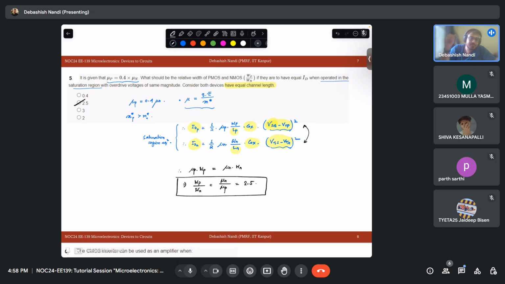So why is this problem important? This problem is important in your inverter sizing. When we go to inverter sizing, we will see that you have this kind of scenario: this is your input, this is your output, and this is your VDD. The same current is flowing throughout, because in your silicon, what is your mu P? Mu P will be around 500 centimeter square.